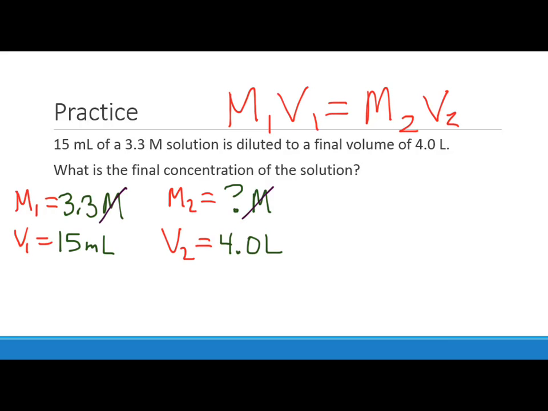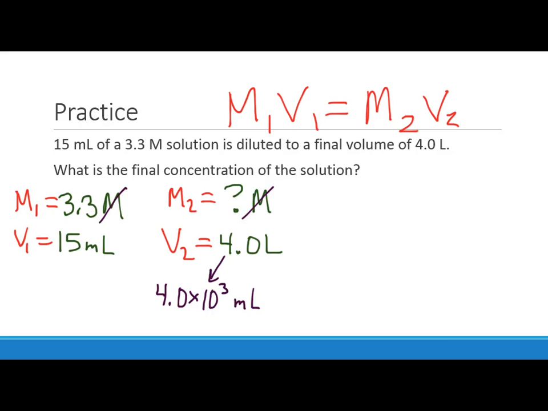Now the next thing is, notice that here I have milliliters, here I have liters. That's not going to work. I need to go ahead and change one of those over. So I'm going to go ahead and just convert that one. So 4 liters is the same thing as 4.0 times 10 to the third milliliters, right? It's 4,000 milliliters. So now let's go ahead and just plug these things in.